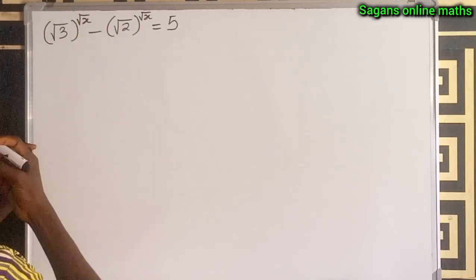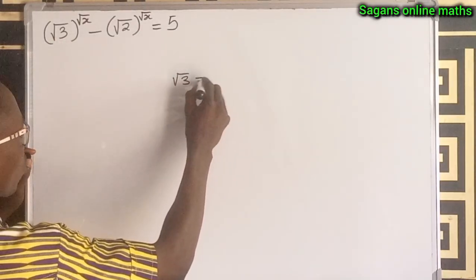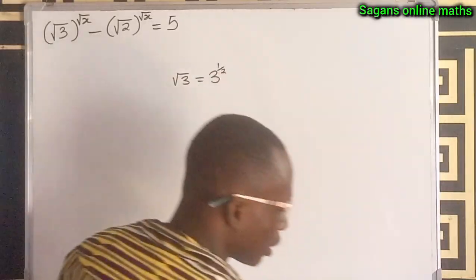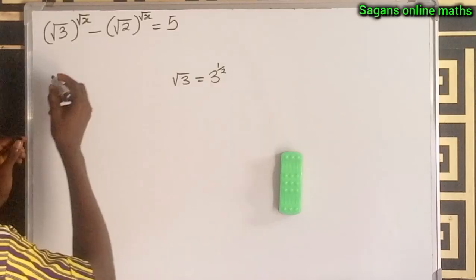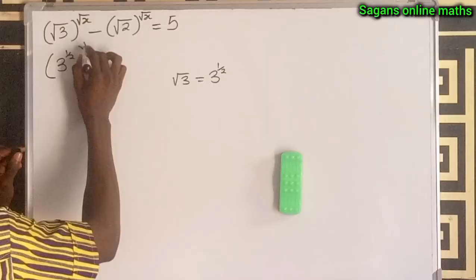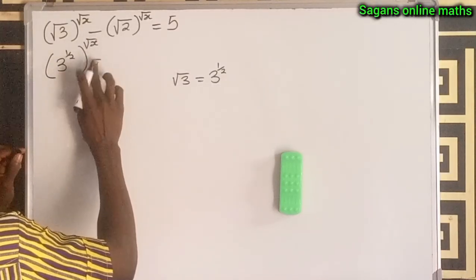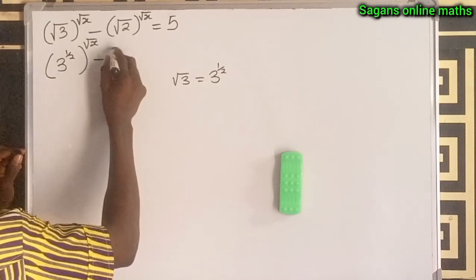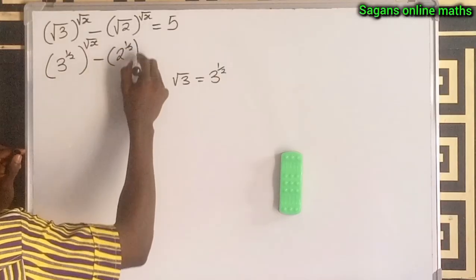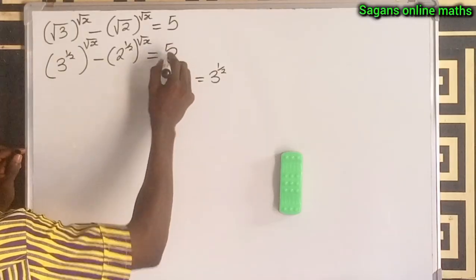Now look at what I'm going to do. I have √3 here. Do you know that √3 is also equal to 3 to the power of 1 over 2, by one of the properties of indices? Now I can write this as (3^(1/2))^√x minus √2, which can also be seen as (2^(1/2))^√x, all equals 5.